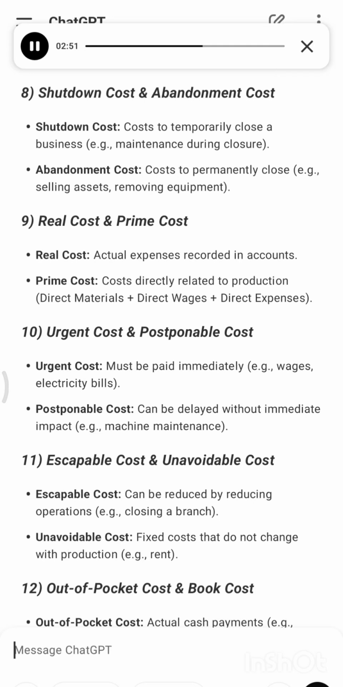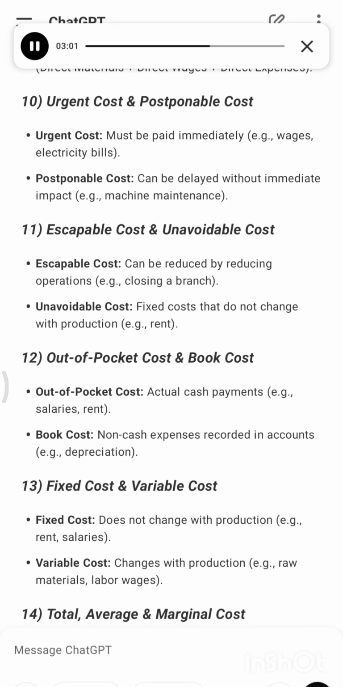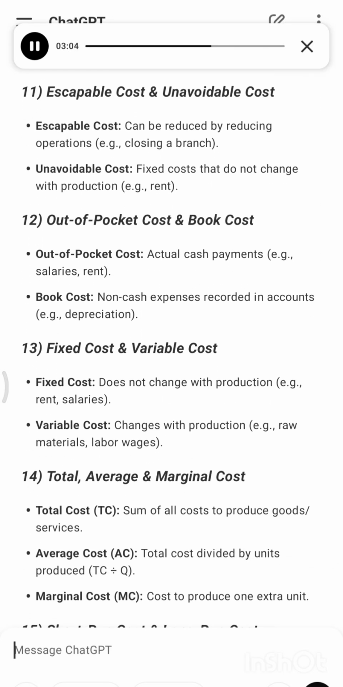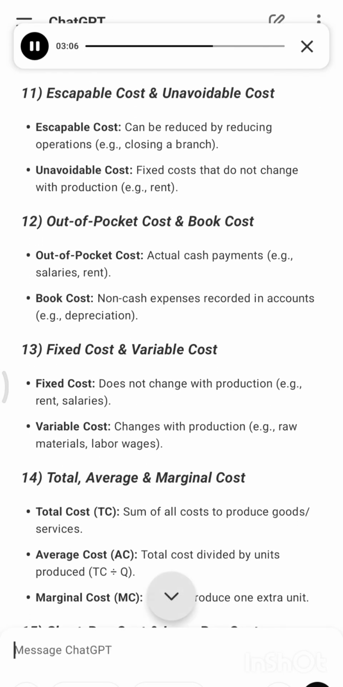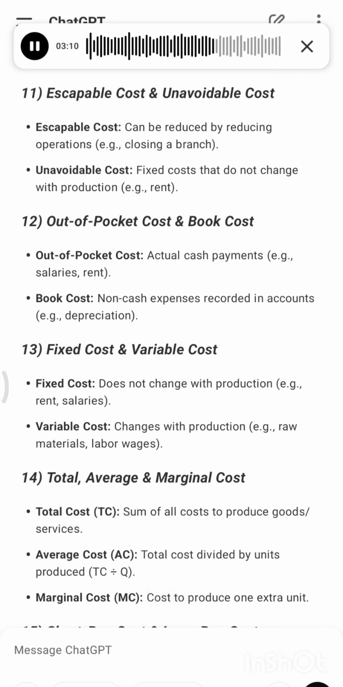11. Escapable cost and unavoidable cost. Escapable cost can be reduced by reducing operations, e.g., closing a branch. Unavoidable cost: fixed costs that do not change with production, e.g., rent. 12. Out-of-pocket cost and book cost. Out-of-pocket cost: actual cash payments, e.g., salaries, rent. Book cost: non-cash expenses recorded in accounts, e.g., depreciation. 13. Fixed cost and variable cost.